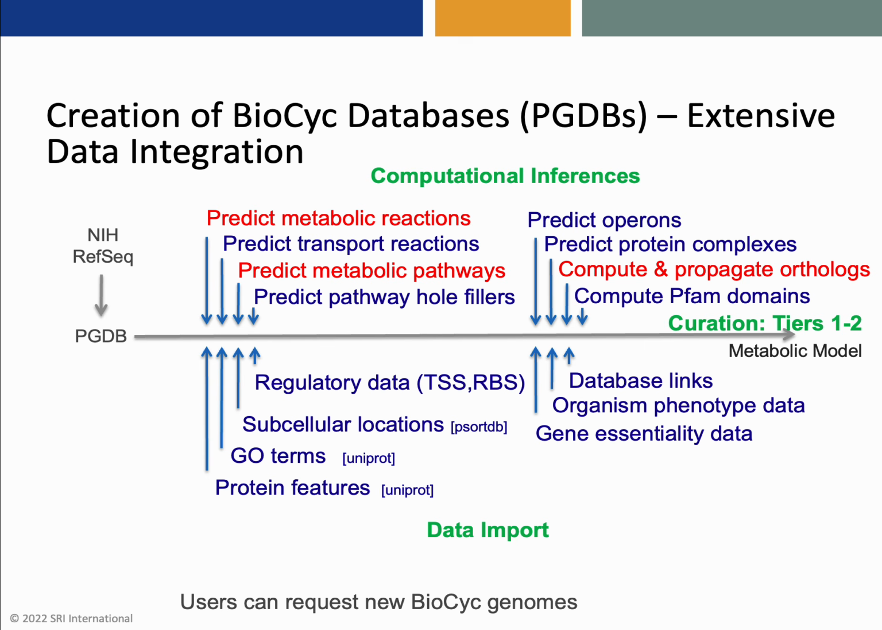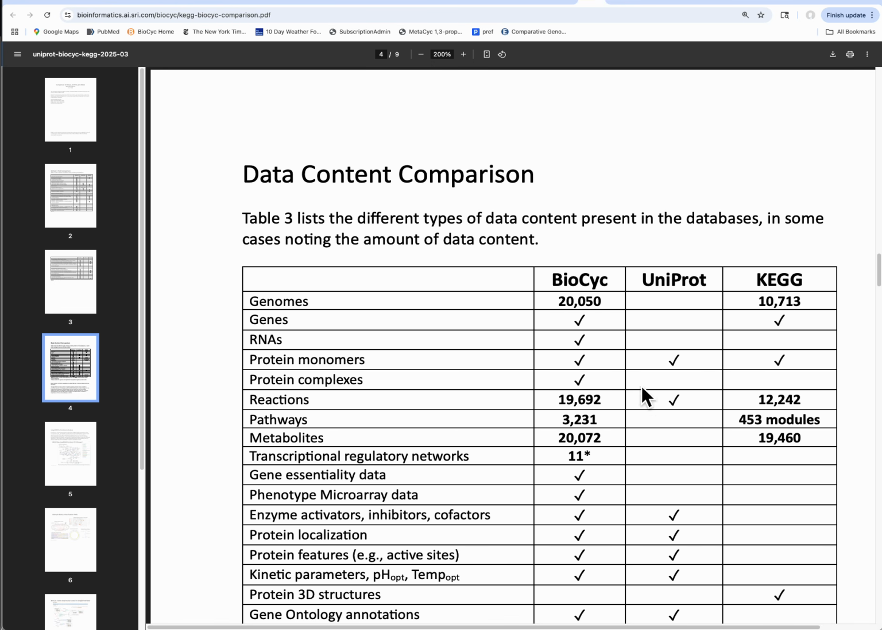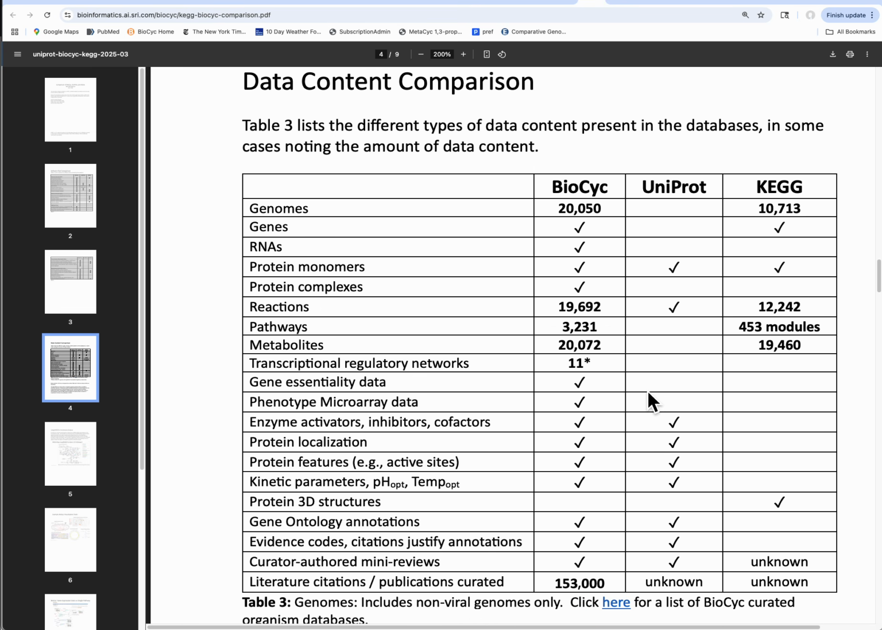All right, I now want to switch over to that online document that I referred to that actually compares UniProt as well as BioCyc and KEGG, although I'm not going to say any more about UniProt. And this table in this document compares the data content of these databases. And we've been over a number of these numbers already, which I'm not going to go over. So let's take it up at this line, the transcriptional regulatory network line.